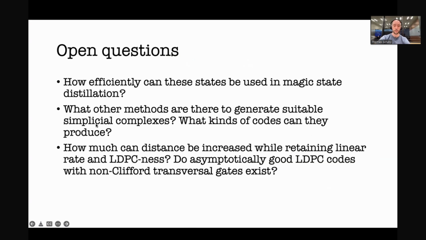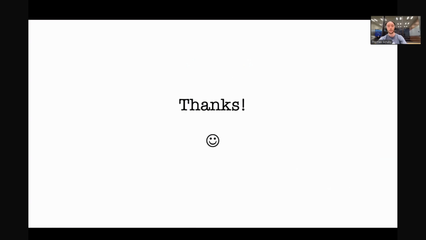This is mentioned by many people throughout the talk, but this is not the only way to make these codes or these complexes, right? There's other avenues you could pursue. And then, how much can we increase this distance while keeping things LDPC? Can you get this holy grail of asymptotically good LDPC codes with transversal non-Cliffords? I think, who knows? But yeah, that's it. So thanks for listening.